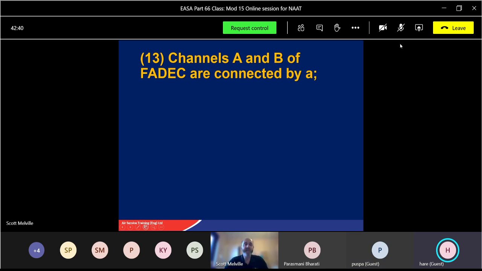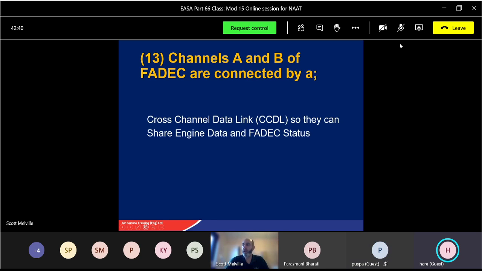Cross channel data link. Yeah, that's the one. Good man. Cross-channel data link. So you can share the engine data to the FADEC status. So each FADEC is looking at each FADEC through a cross-channel data link, as it sounds.